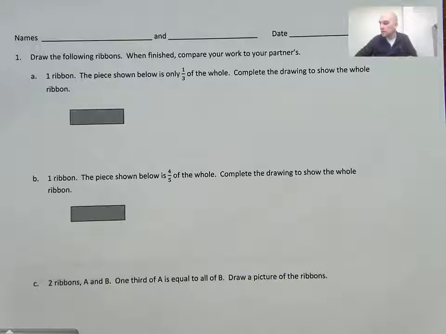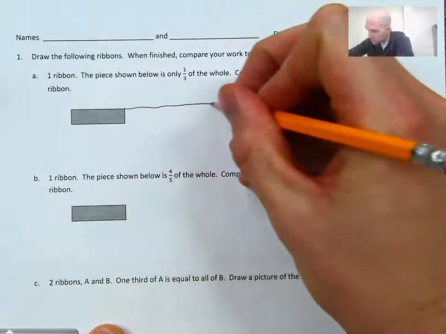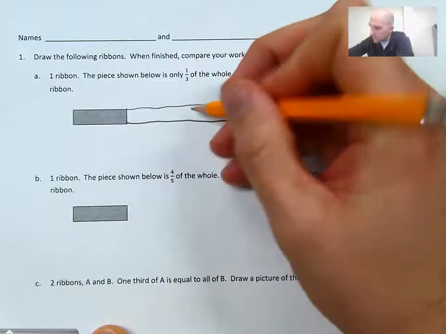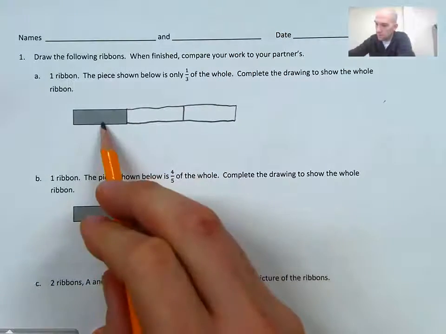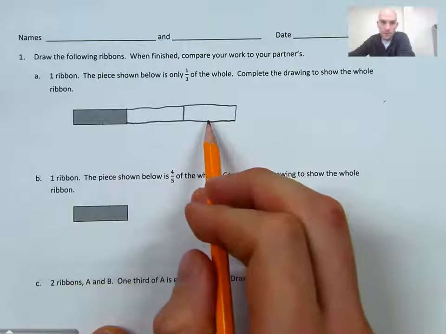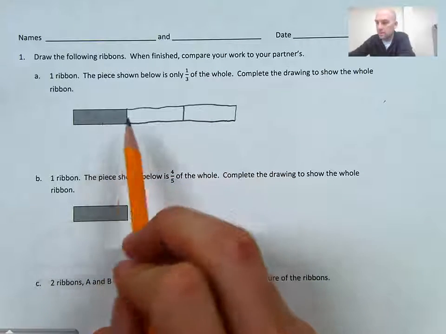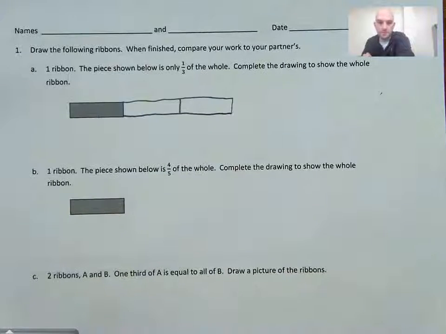So this is a part of a ribbon. This is 1/3 of the ribbon that's showing. We have to draw the rest of it. So we're going to draw a ribbon here, and we're going to make it into thirds. So we have 1/3, 2/3, 3/3. It has to make a whole ribbon. So we have to make it a whole, which is 3/3. The piece shown below is 1/3 of the whole.